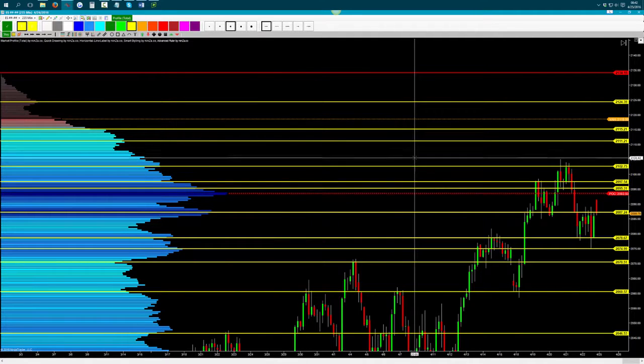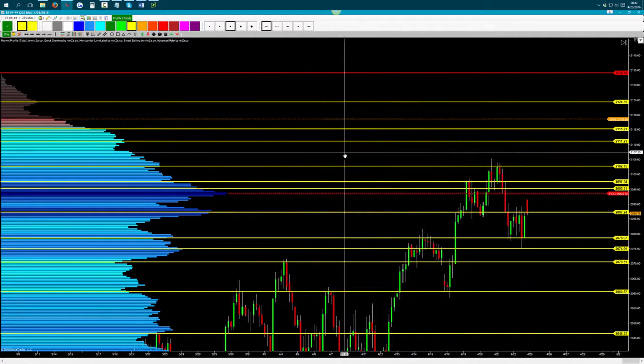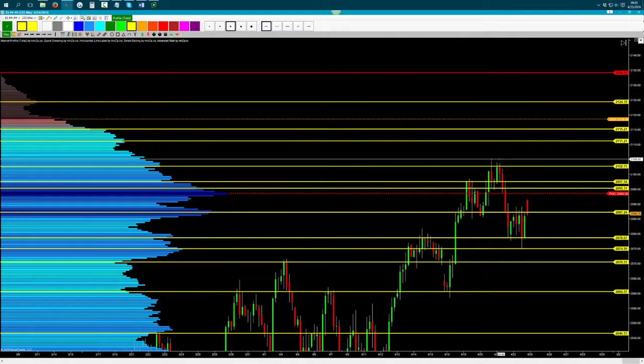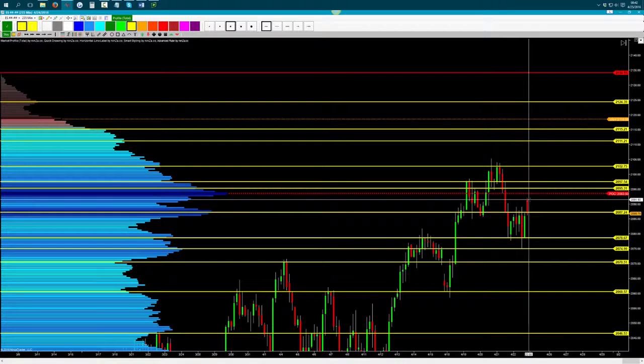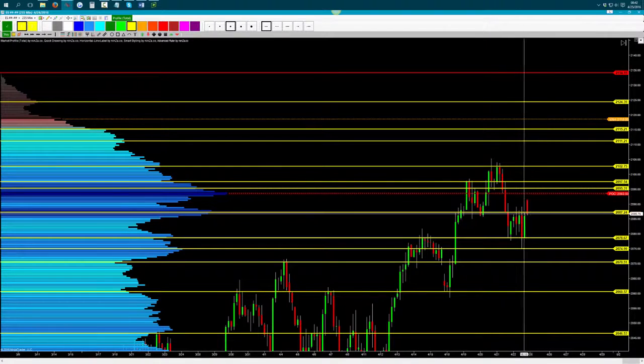So let's take a look at the week as a whole. Now, like I said, we touched this area right up here at 2102. We pulled back. We touched this 2074 level, and we're right back up. It's moving back a little bit tonight, but we're looking for it to hold. We actually crossed through this and held.